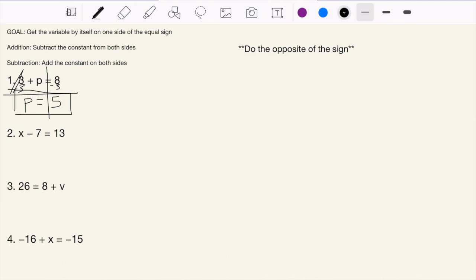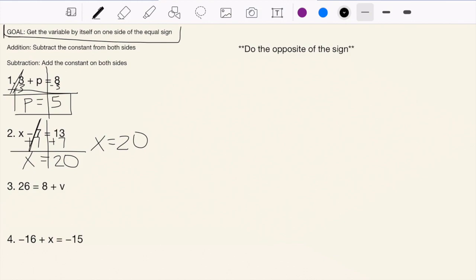So let's look at this next one. x minus 7 equals 13. We're going to do the opposite of the sign. The opposite of negative 7 would be positive 7, so I'm going to add 7. Negative 7 plus 7 is 0, and that cancels out. So I'm just left with x by itself, which is our goal. So we succeeded in getting it by itself. Whatever we do to one side, we have to do to the other, so I'm going to add that 7 here. Since 13 and 7 are numbers, I can combine them. 13 plus 7 gives us 20. So x equals 20.